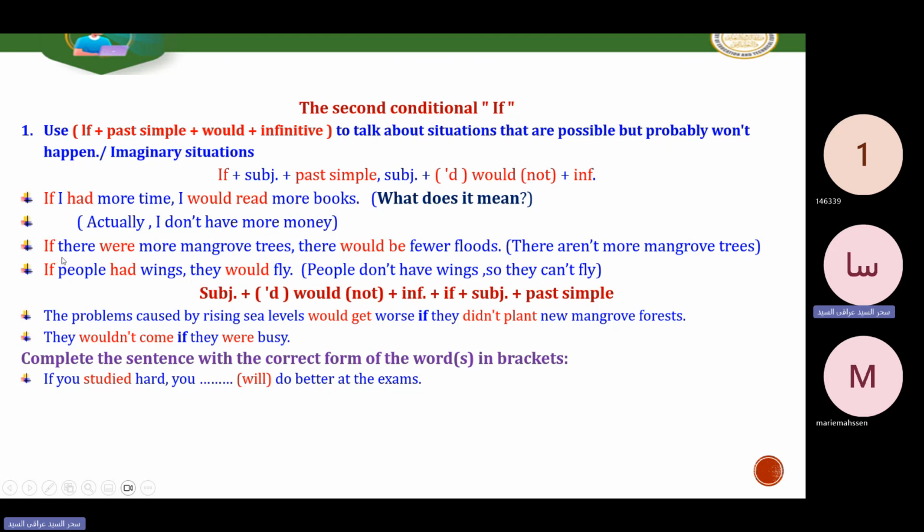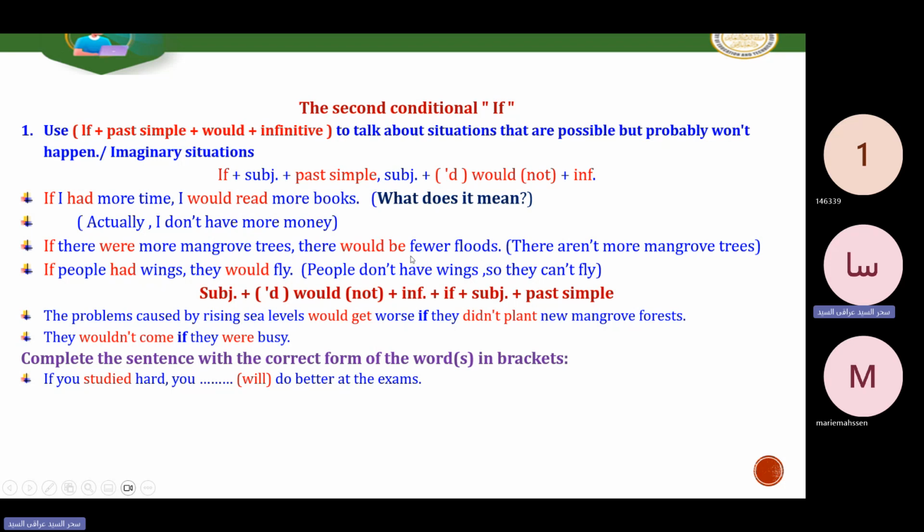What about this example? If there were more mangrove trees, there would be fewer floods. The question is, are there more mangrove trees now? No, there aren't more mangrove trees now. I wish there were. I assume if there were more mangrove trees, there would be fewer floods.